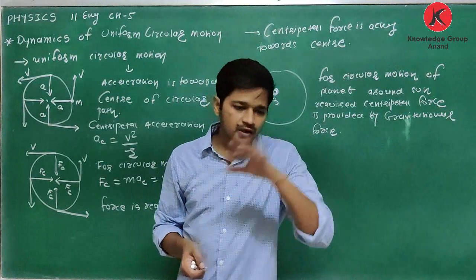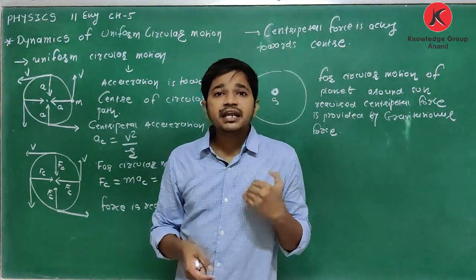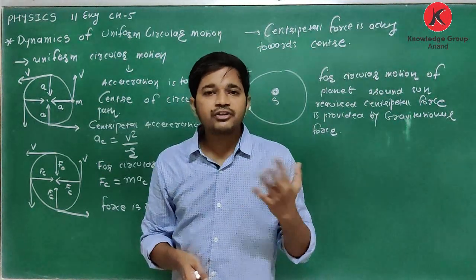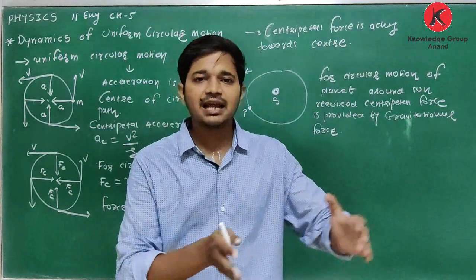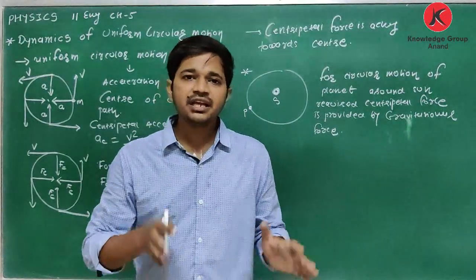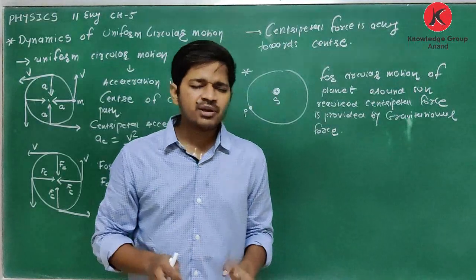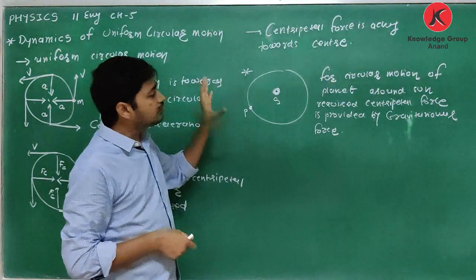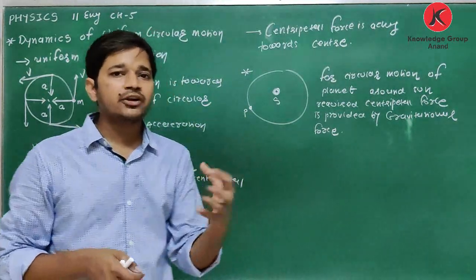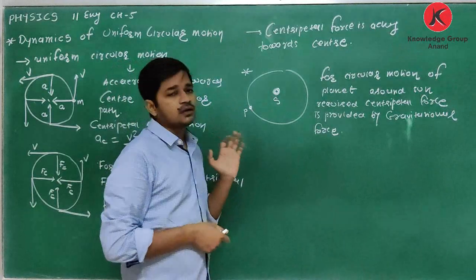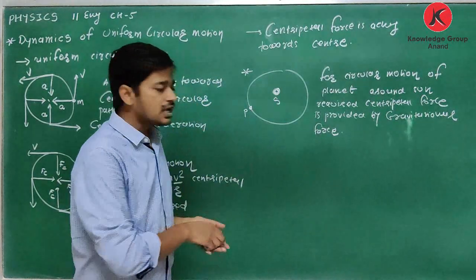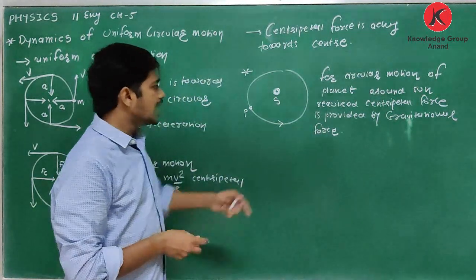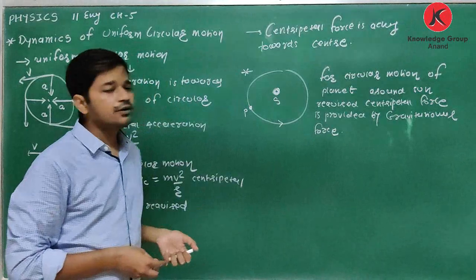See, an object will perform circular motion. Now, why is it performing circular motion? Due to which force? That is different for each and every situation. It is performing circular motion means it has some centripetal force. But which agency, which phenomenon provides that centripetal force? In case of sun and planet, the planet is revolving around the sun. So in this case, the required centripetal force is provided by gravitational force.